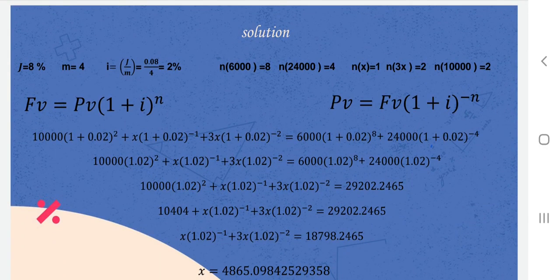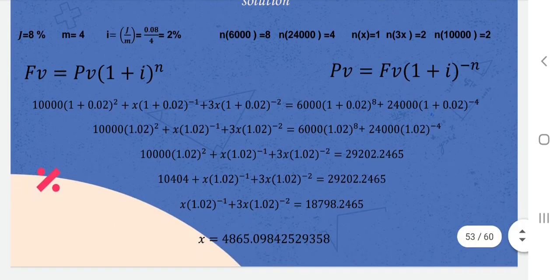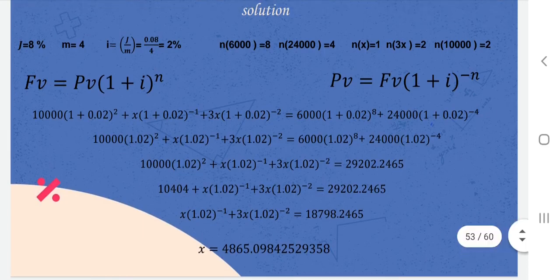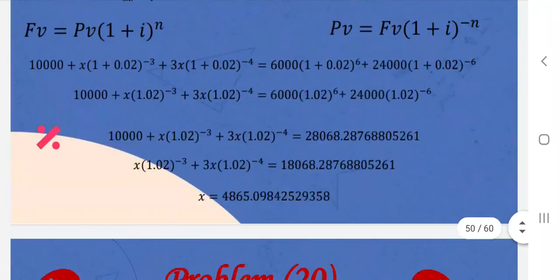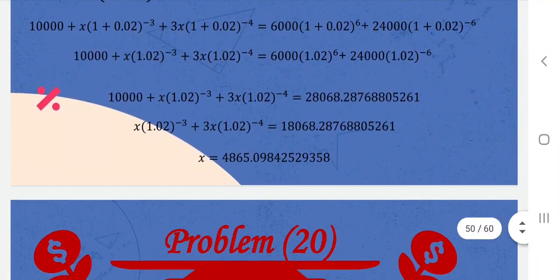Substituting for j equal 8%, m equal 4, i will be equal 2%, and n for $6,000 will be 8, n for $24,000 will be 4, n for x equal 1, n for 3x equal 2, and finally n for $10,000 will be equal 2. By substituting in a formula of the future value and the present value, x will be equal 4,865. The same result for the previous example, 4,865.